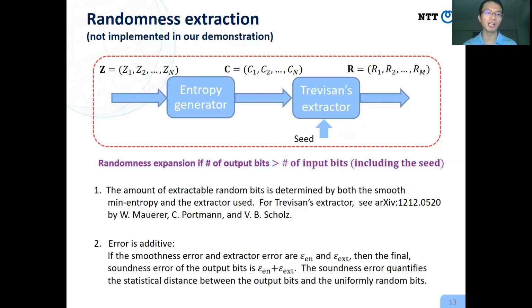However, when we evaluate whether randomness expansion is possible, we compare the total amount of output bits with the total amount of input bits, including the number of seed bits consumed when running the extractor. The amount of output bits is determined by the amount of randomness certified by our method, as well as the extractor used. Another point is that the output bits are not perfectly uniform. There is an error, which describes the distance between the output bits and the ideal uniform bits. The error is contributed by two parts. One is from running the extractor, the other is from certifying randomness.